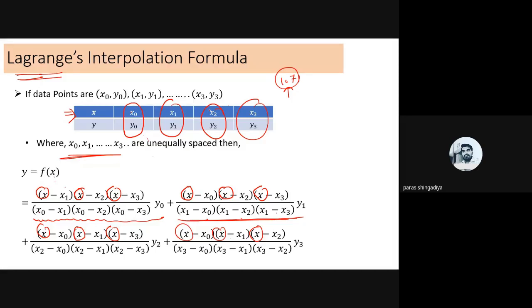If it is given a three value in this table, for example, we have x0, x1, x2, and here we have y0, y1, y2, then this formula will be changed. It involves only two brackets there, x0, x1, x0, x2. There is no x3 given there, so we'll skip this term. This formula involves the three terms only. So is it clear, this formula? Have you any query, any doubt in this pattern?